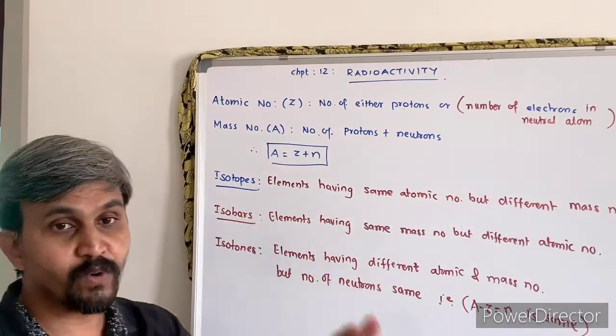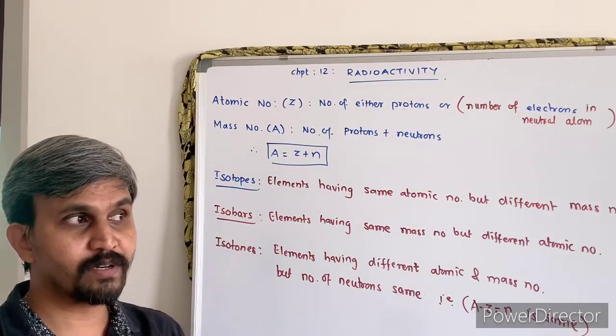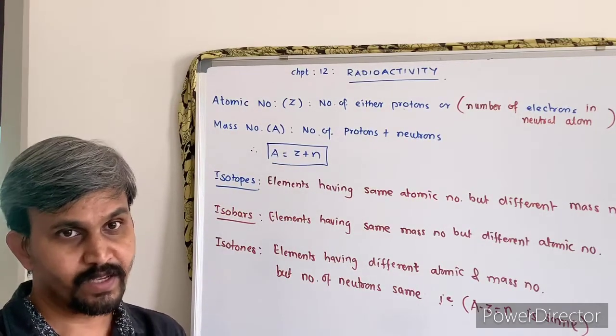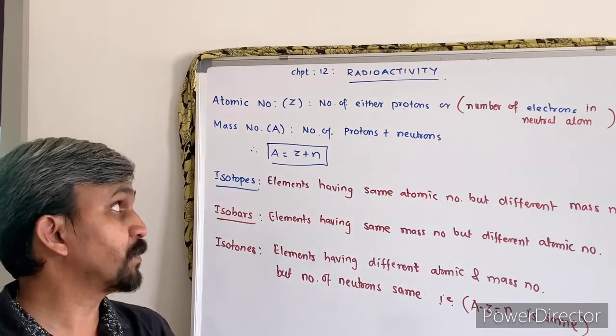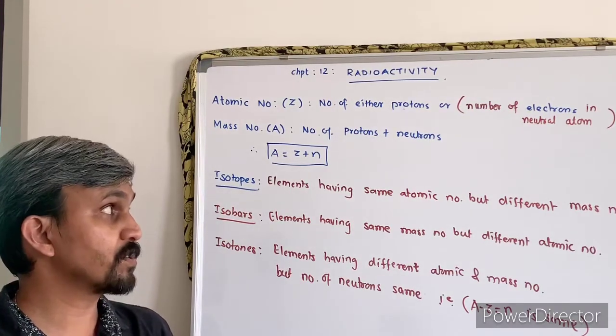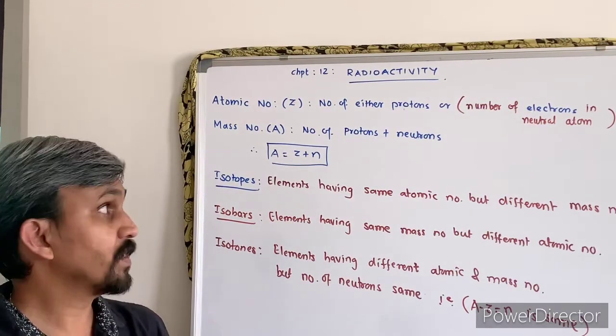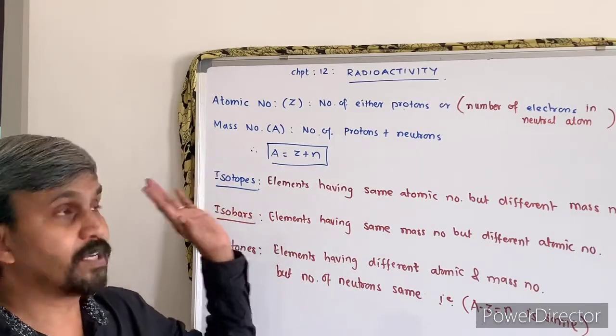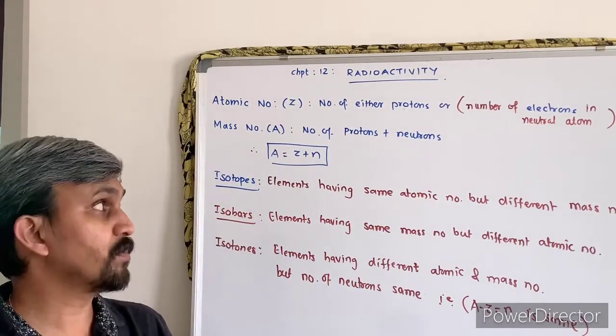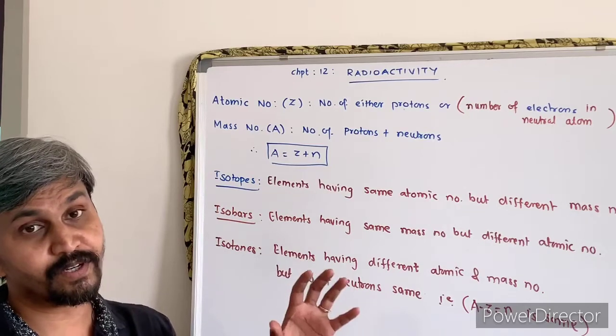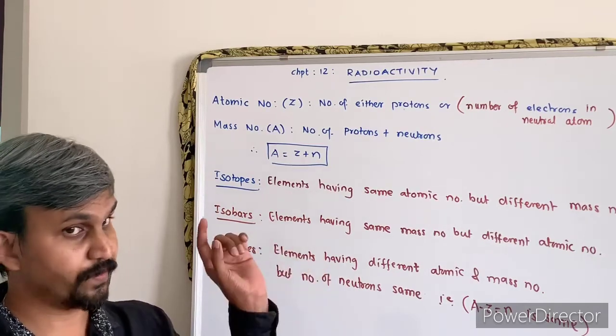So first, what is atomic number? Atomic number is denoted by letter Z. It is the number of protons, or the number of electrons in a neutral atom. That is the atomic number. It is always denoted by Z because this is a very important term. We are going to use this throughout.